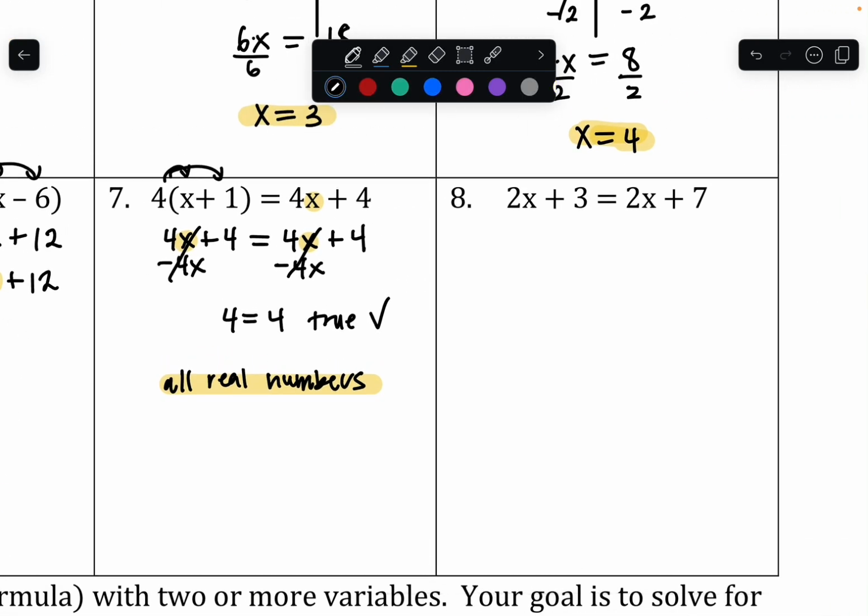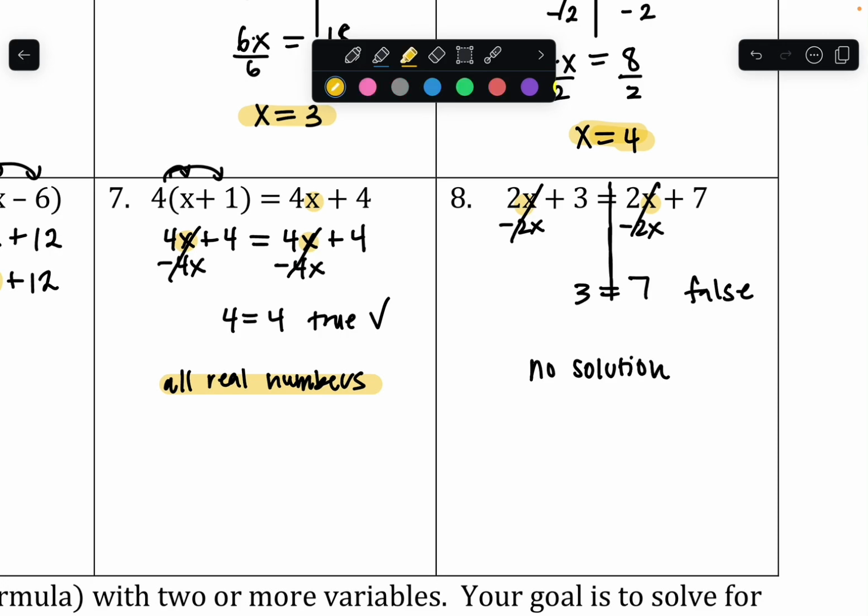Okay, over here, we have x on both sides of the equal sign. And so when I pick the right-hand side to get rid of all the x's on, they cancel. But this time it leaves me with a false statement. 3 is not equal to 7, so this one has no solution. No value of x would work for this equation. It will never be true.